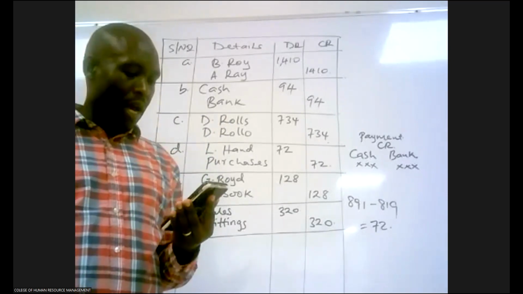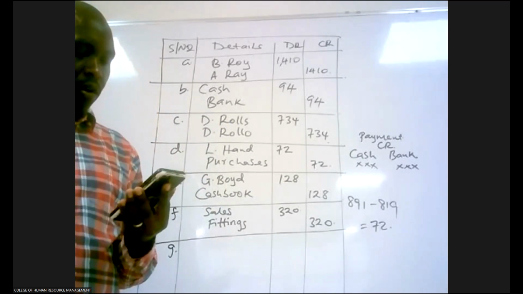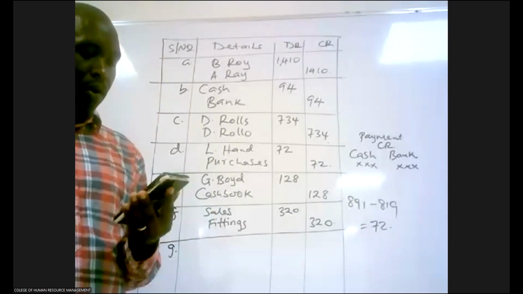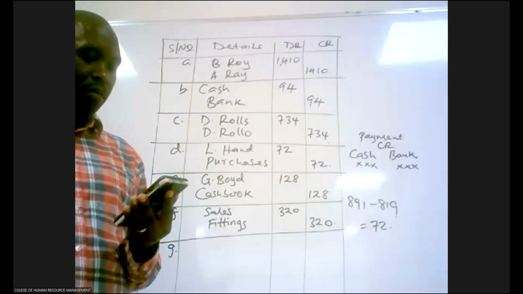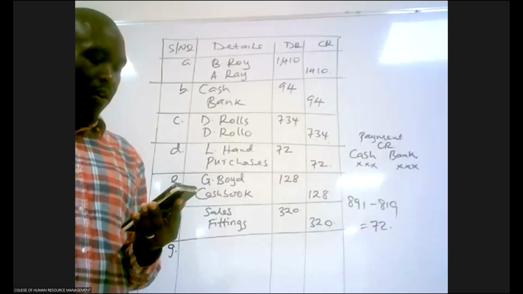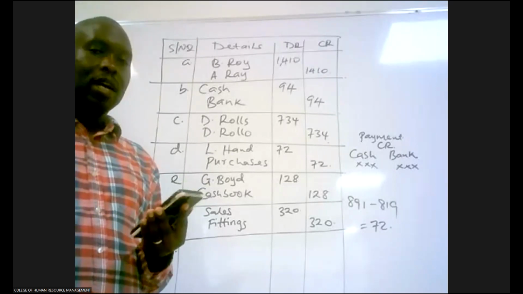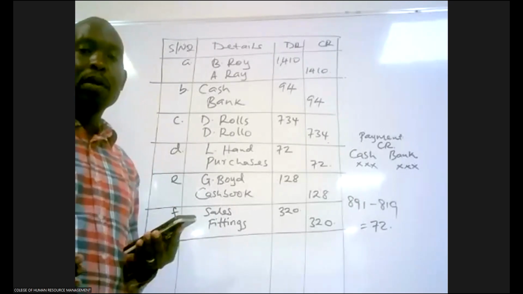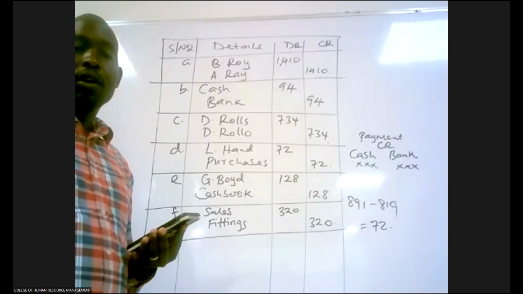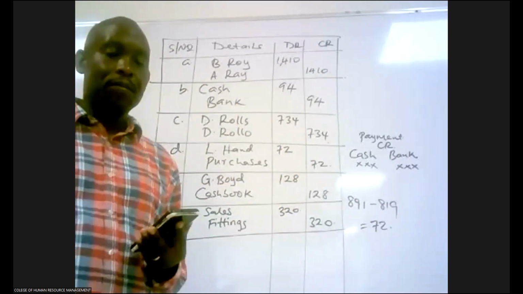Then cash withdrawn from the bank, 200, had been entered in the cash column on the credit side of the cash book and in the bank column on the debit side of the cash book. So what are they simply trying to say? It is another reversal. Cash withdrawn from the bank. When you withdraw money from the bank to be used in the business, you normally debit cash, then you credit bank.